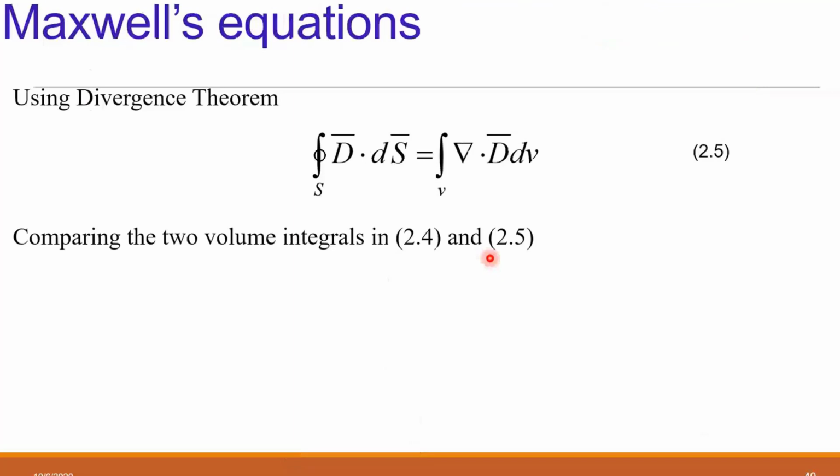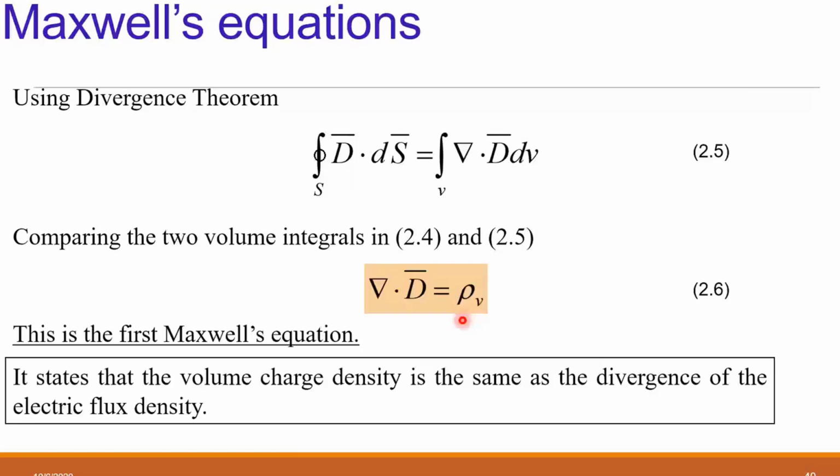If we equate this equation and the previous equation, here we have D dS equal to rho v dv, and here we have D dS equal to del dot D, and both right hand sides are volume integrations, so we can write del dot D bar is equal to rho v, where del dot D bar is nothing but the divergence of electric flux density and rho v is the volume charge density. So this is the first Maxwell's equation derived from Gauss law, and it is the same for static fields and for time varying fields. There is no change in this equation because there is no quantity here which is dependent upon time.